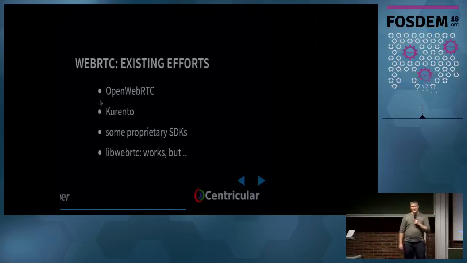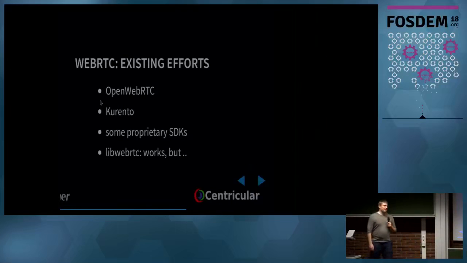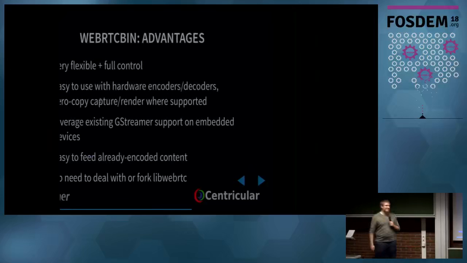Then you have libWebRTC from Google, of course. That's the thing everyone uses, more or less. I don't know if anyone has used it, but it's horrible. It's really horrible. It's so painful. It works, but it's very limited. If you want to do advanced stuff, you have to fork it. Just building it seems to be a problem. Anyway, so, webrtcbin, our new GStreamer thing.